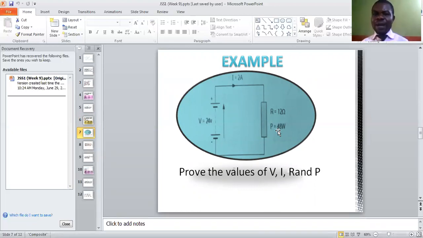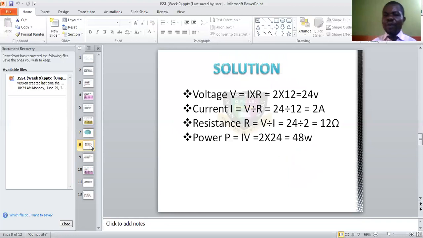These values, prove them. Just show that they are correct the way we have them there. Let us check for the voltage V. Remember, from the first triangle, V is equal to I times R. I there is 2 ampere. Resistance is 12 ohm. That is 2 times 12 gives you 24. Since it's voltage, it is 24 volts, V.